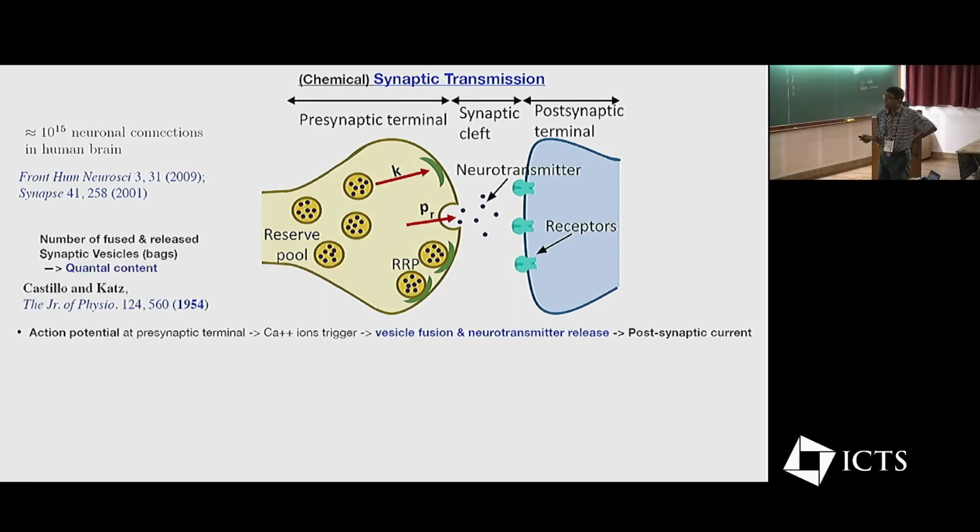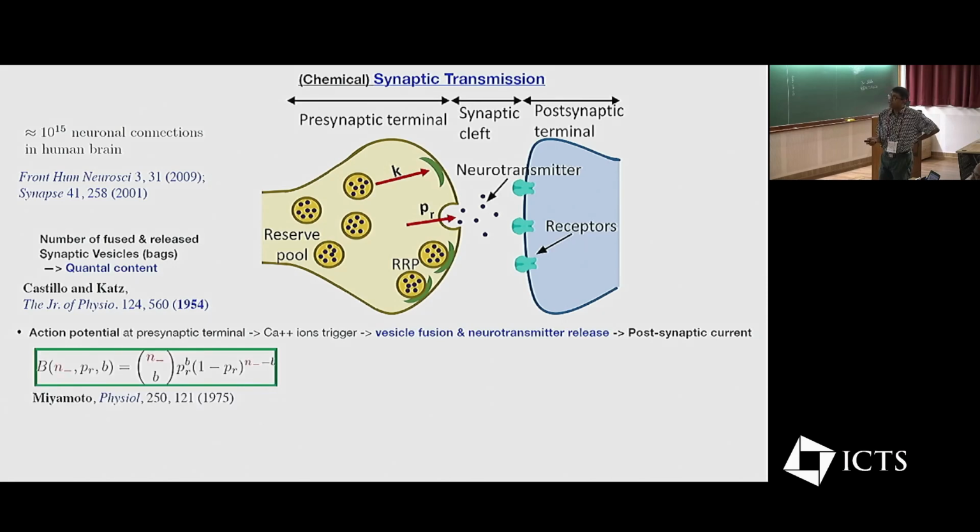The fact that such transmission involves release of a certain number of quanta of these molecules, neurotransmitters, was first realized around 1954, and within 20 years experimentally there was a consensus that the statistics of single release is a binomial. Let me explain what is being told here. Suppose there are n docked vesicles at any given instant of time, then the probability that B of them are released is given by this. PR is the release probability.